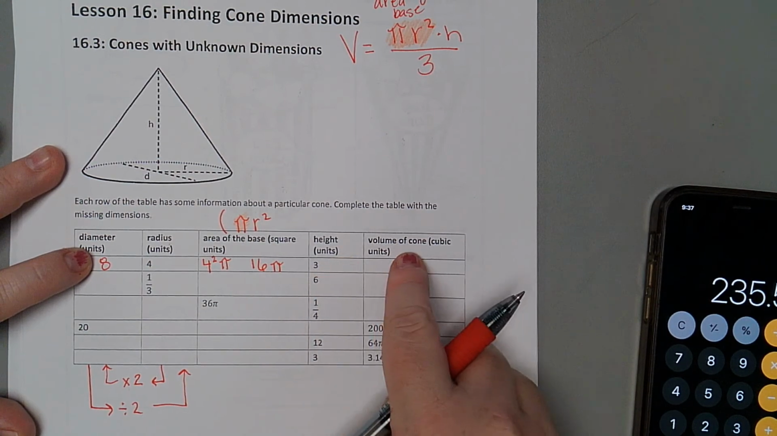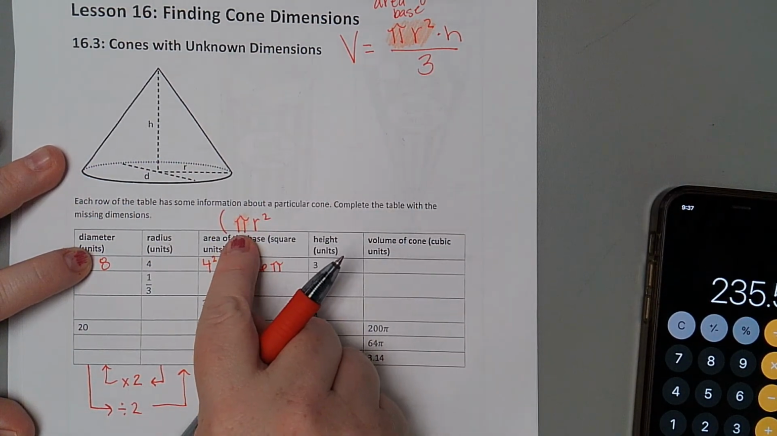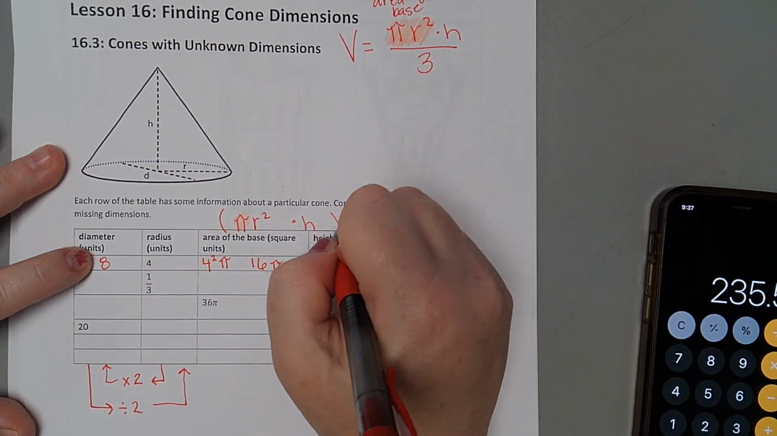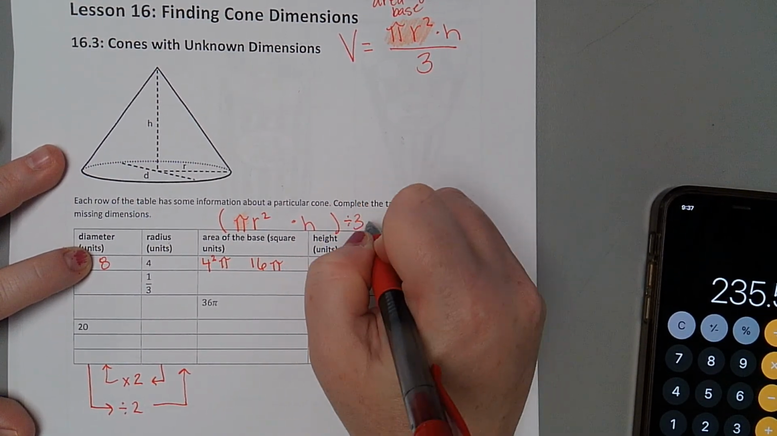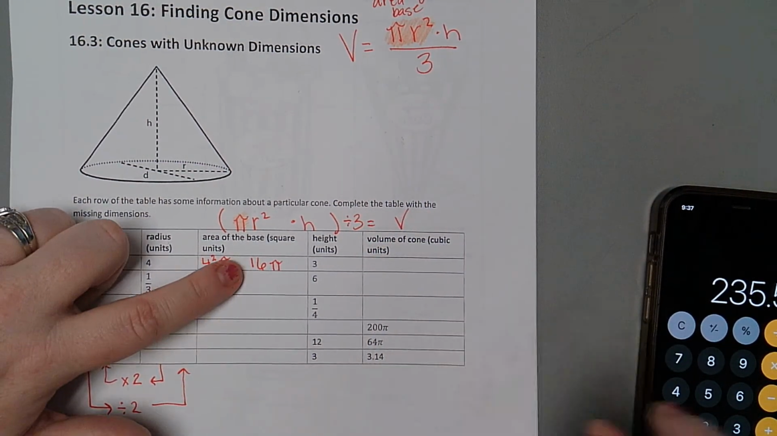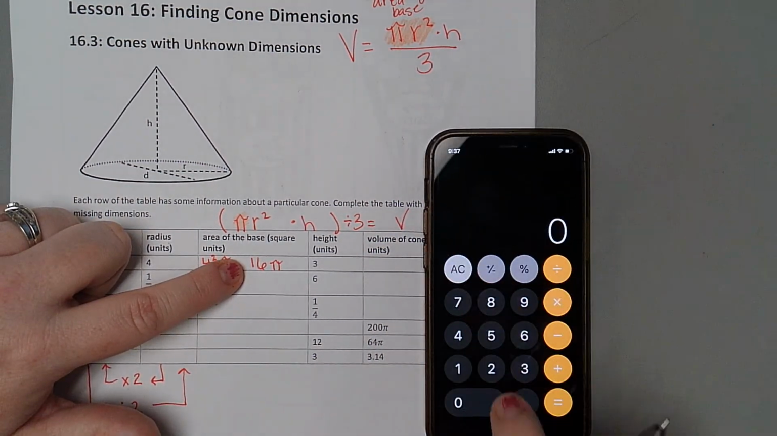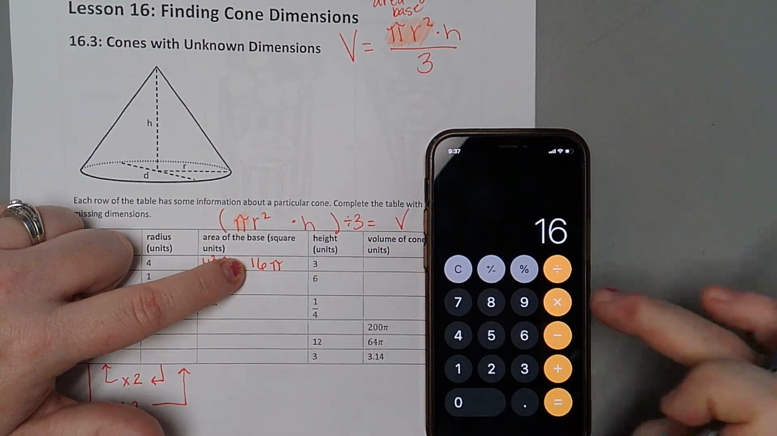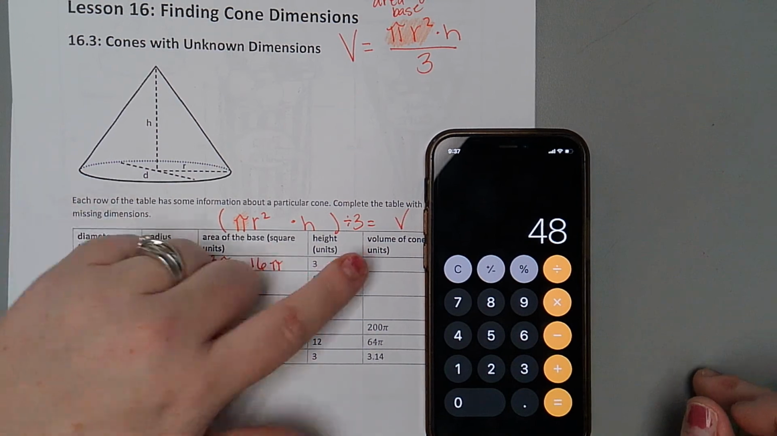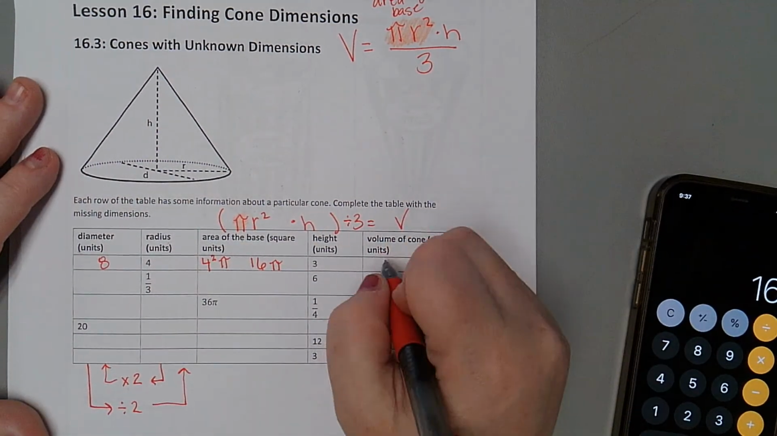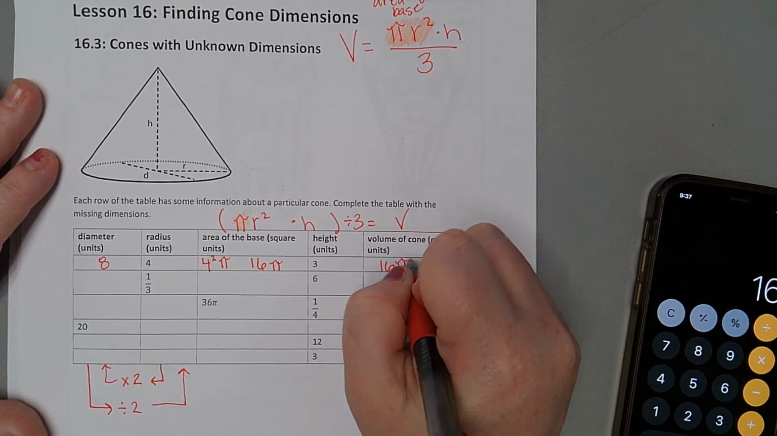We know what the height is. It tells me it's 3. And volume of the cone. So we're going to have this times our height. And all of that is divided by 3. And that's going to give us what our volume is. So now I'm going to have 16, because we're going to leave pi alone, times 3. And then we're going to need to divide it by 3. So the volume of that cone will be 16 pi.